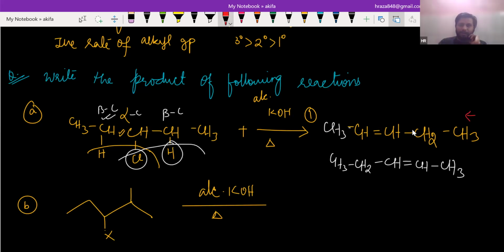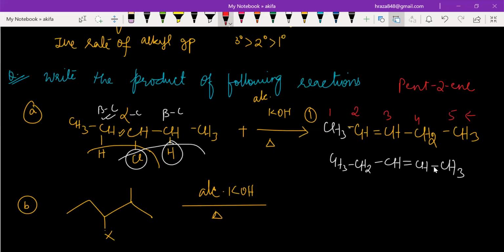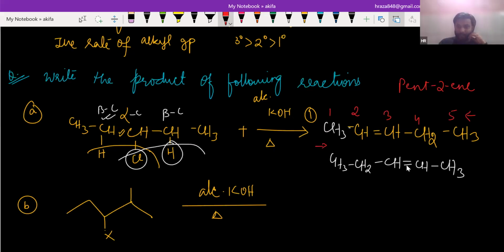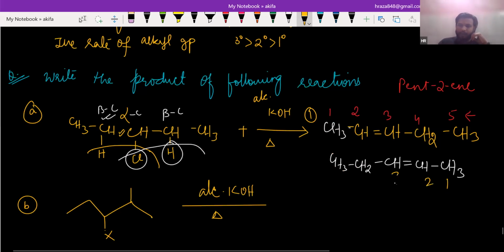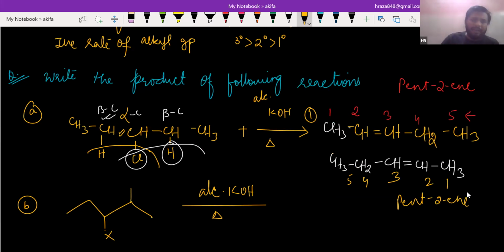From this side, the double bond will be far away. So I'm going to number it from this side, and the name will be pent-2-ene. You also said 2-pentene, right? Yes. Now, if you number it from here, it will be far away as compared to the opposite direction. So basically 1, 2, 3, 4, 5, pent-2-ene, it will also be. Since the nomenclature is the same, both are identical compounds. So the product will be only one.